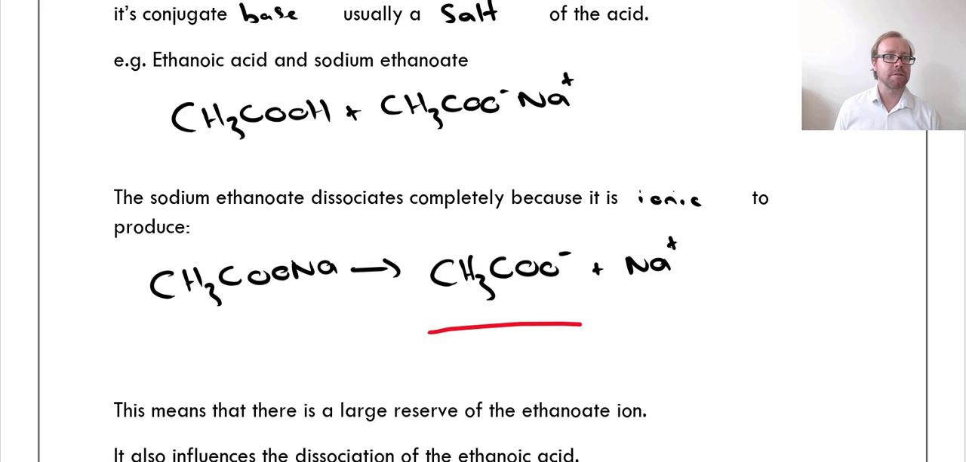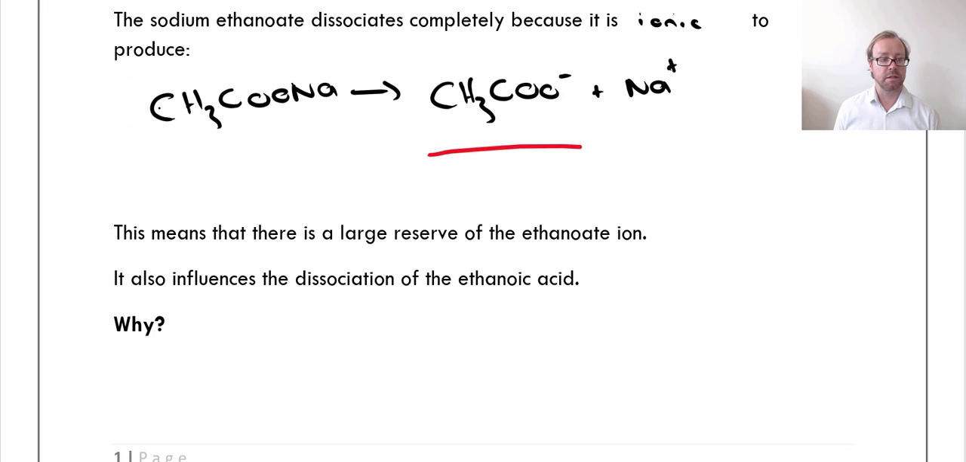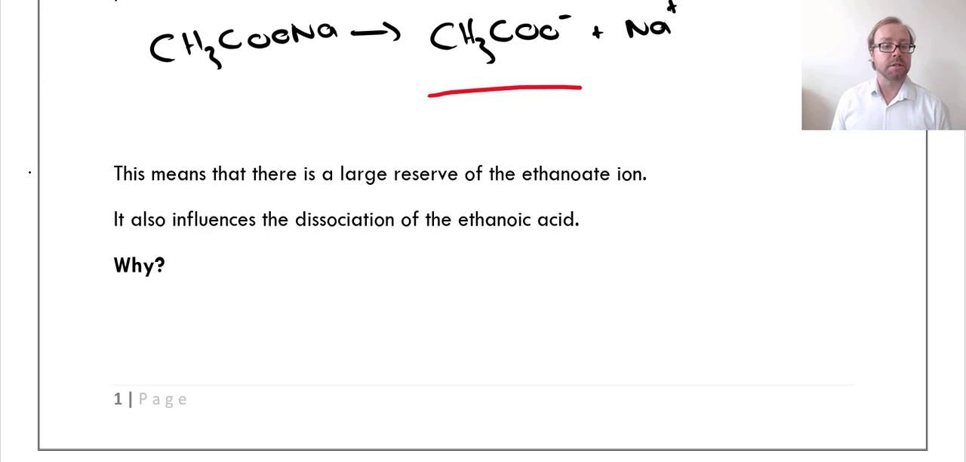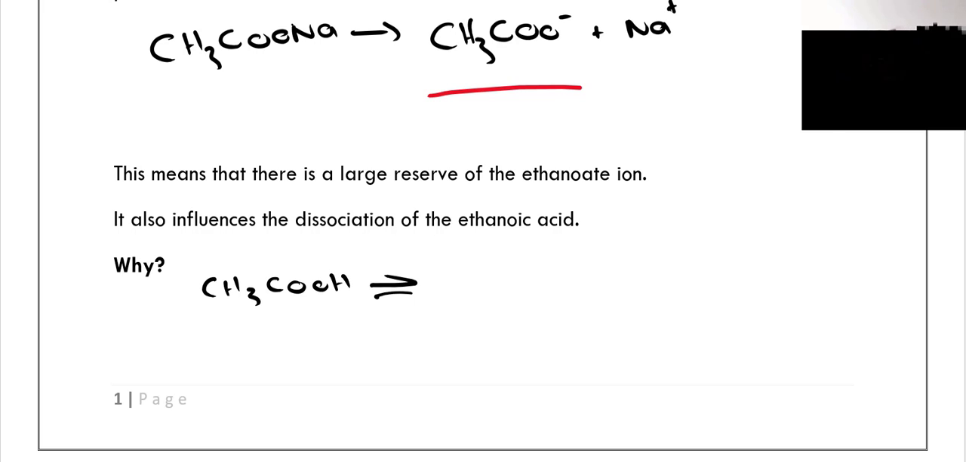So this means that there is a large reservoir of the ethanoate ion. It also influences the dissociation of the ethanoic acid. I'll let you have a think about it, see if you can answer it. Okay, so how did you get on? Well, the reason why it happens is because it influences the dissociation of the ethanoic acid.